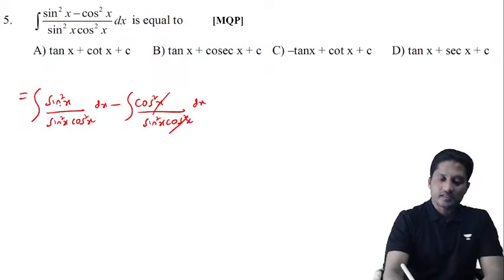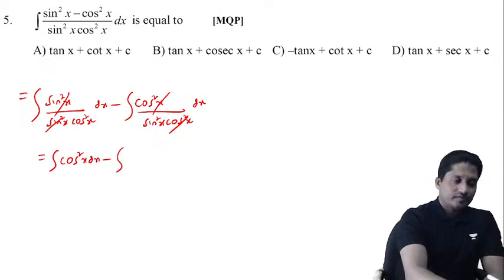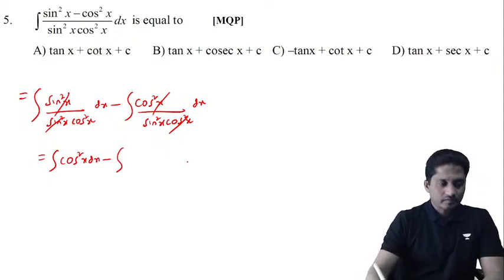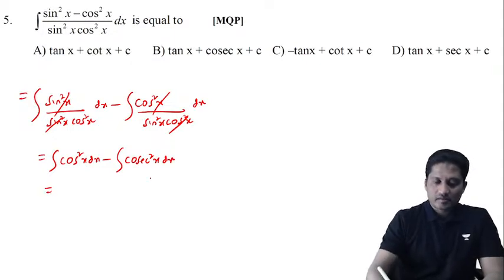Cos square will cancel, sine square will cancel. This is 1 by cos square x dx minus integration of 1 by sine square, which is cosec square x dx. 1 by cos is sec.